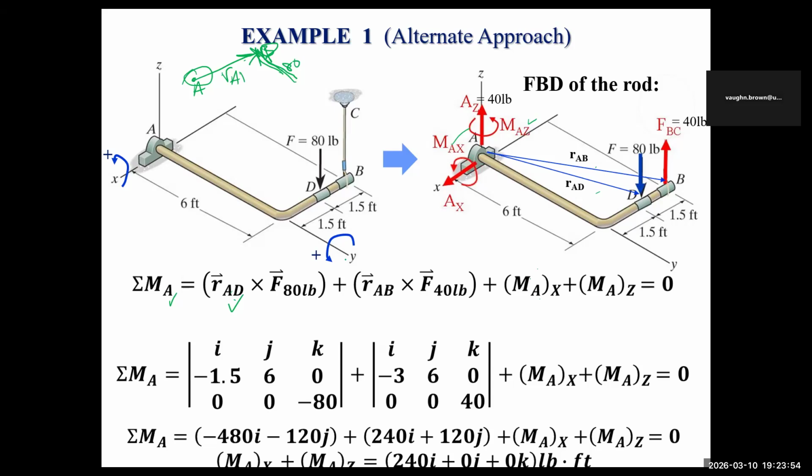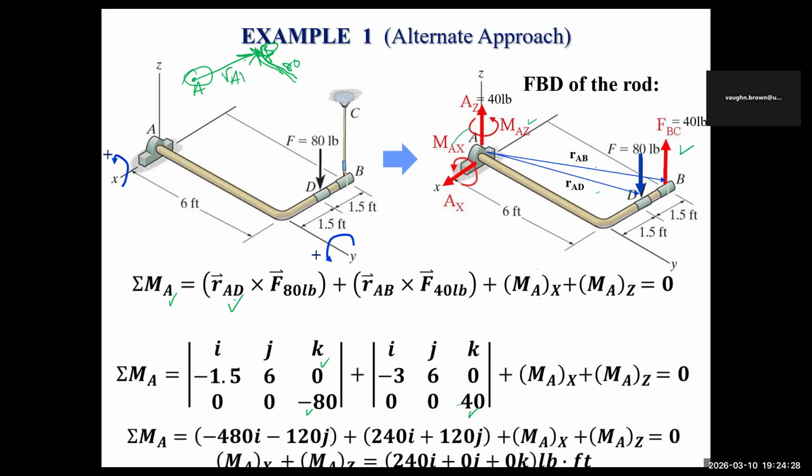And so you would put in the coordinates for D, which is going to be what now? Minus 1.5 for X, 6 for Y, and Z is 0. And then the force is going to be what? Using the unit vector, in Z it is going to be 0, 0, minus 80 because it's going down. Similarly for this one, it's 0, 0, 40 because it's going up. Then you get the position vector of AB, which is B minus A.